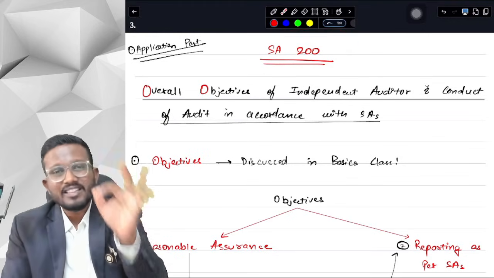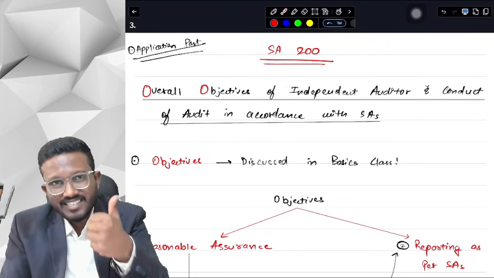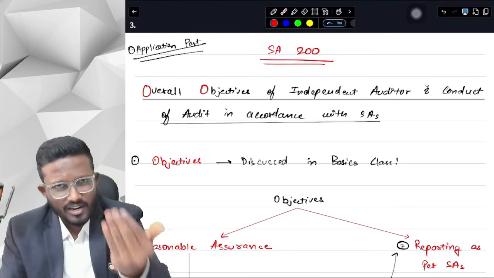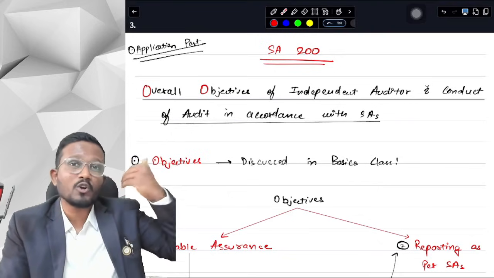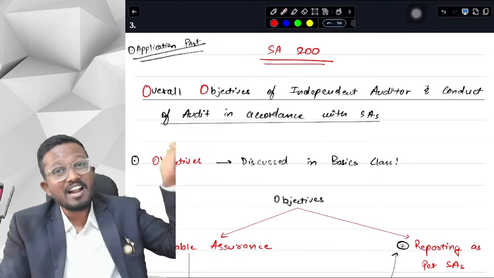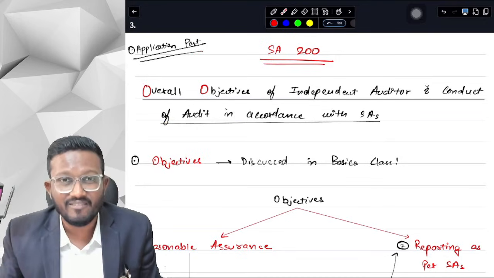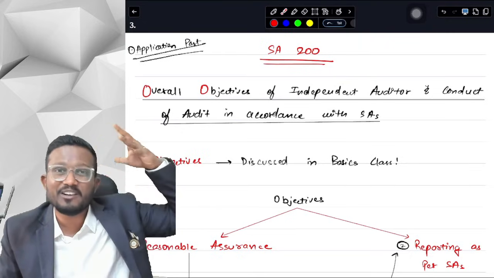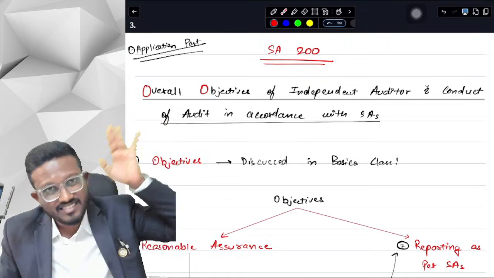So first of all, there are a few standards in your CA final audit syllabus for which ICAI hasn't given any detailed standards in your CA final audit module. ICAI says that these standards were already taught to you in your CA intermediate level, and the application part of these standards will be asked at CA final level. So basically ICAI wants us to remember everything that we did in our CA intermediate, and they can ask anything based on application at CA final level.